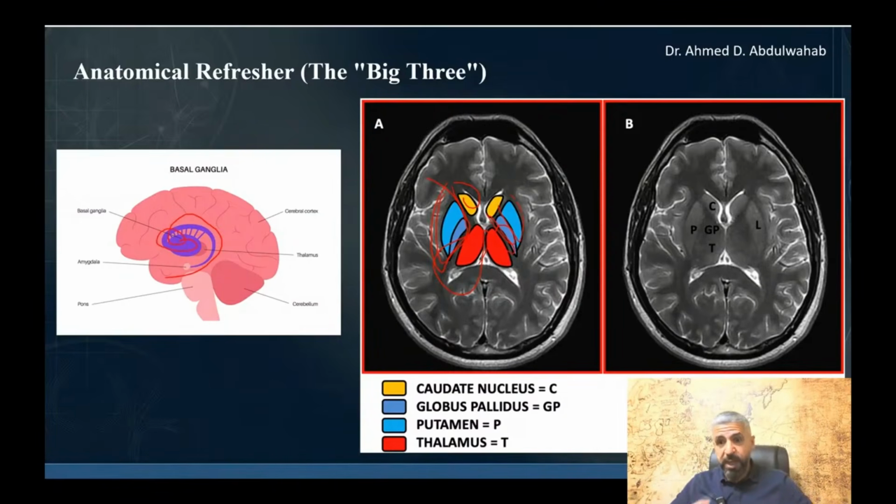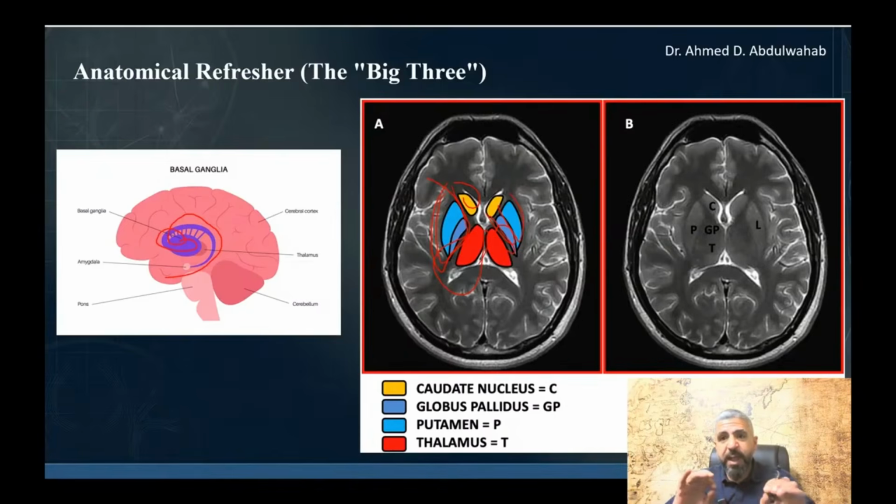So to survive today, we must recall the neighborhoods: medial versus lateral thalamus, the putamen, which is the outer part of the lentiform nucleus, versus globus pallidus, which is the inner part of the lentiform nucleus. Each pathology has a different anatomical preference. Today, we must be precise.